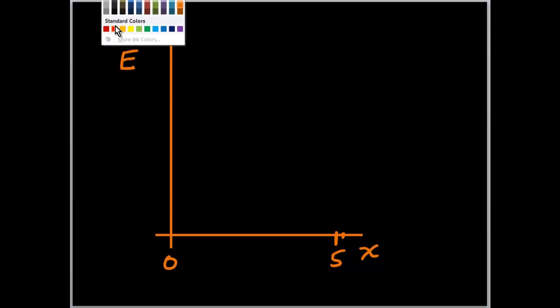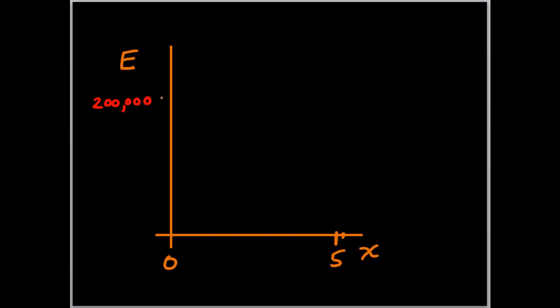So if I start by plotting total energy, 200,000 joules, I want to make a line for total energy. How would that look? If that was what you were guessing, you are correct.